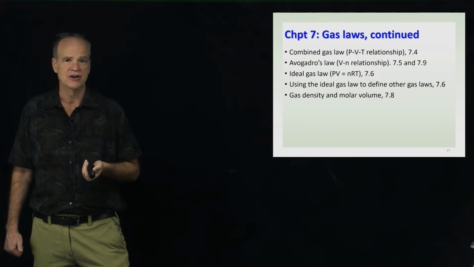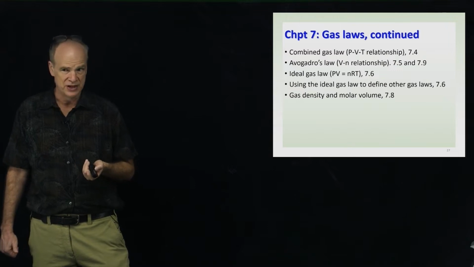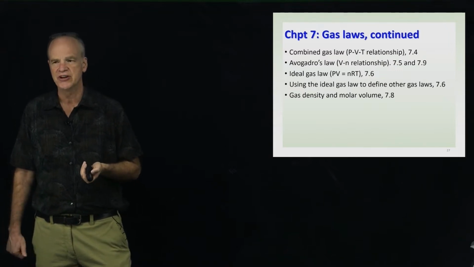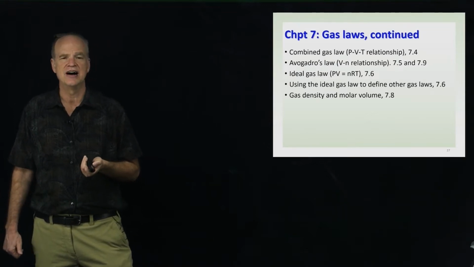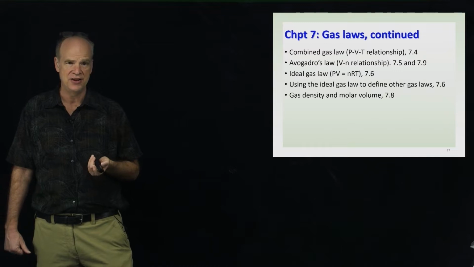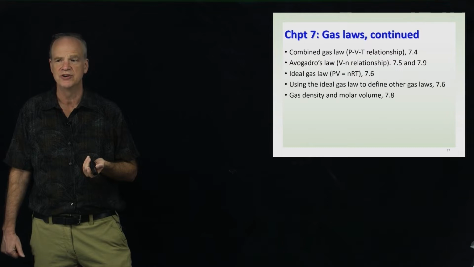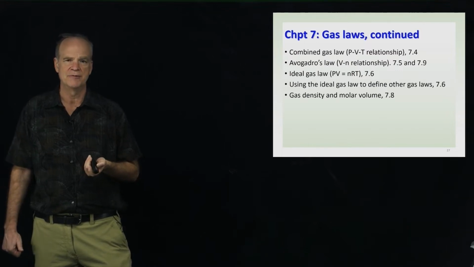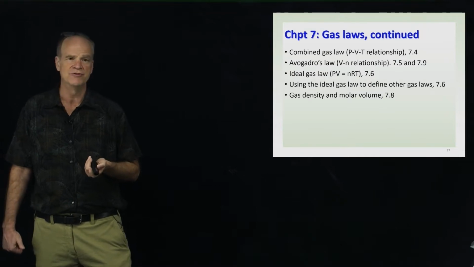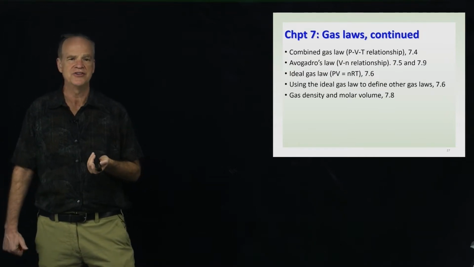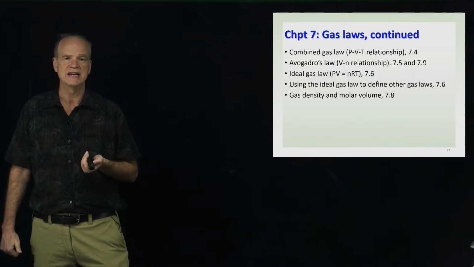Also I want to next cover Avogadro's law, which is in section 7.5 and 7.9. The ideal gas law, which is in section 7.6. Then there is a way that you can take the ideal gas law and identify other gas laws from it. I want to explain to you how to do that. That's also in section 7.6. And then finally, we'll talk about how the ideal gas law can be manipulated to help you find information about gas density or its molar volume. And this is in 7.8 of your book.